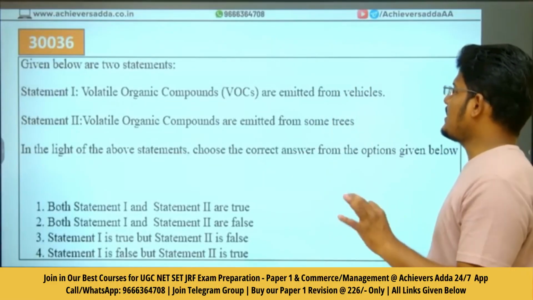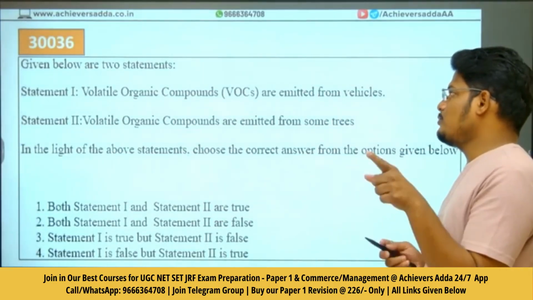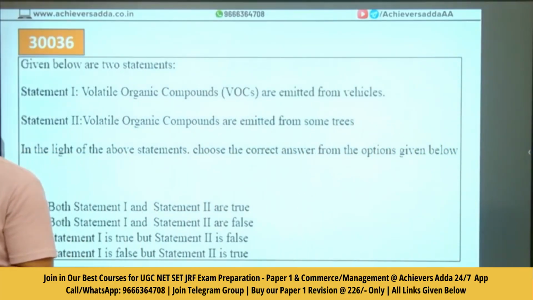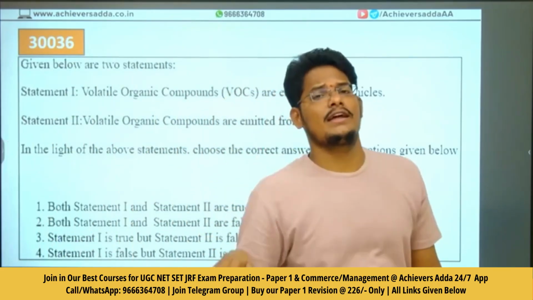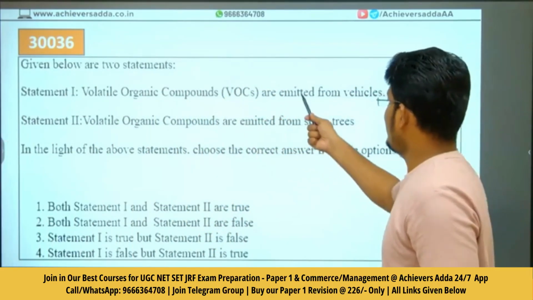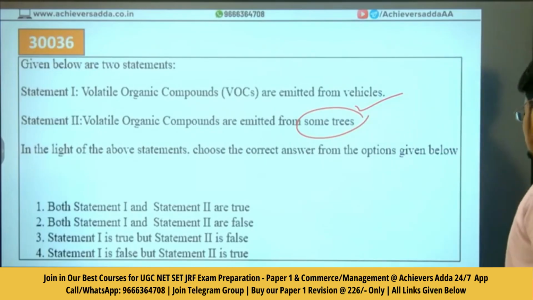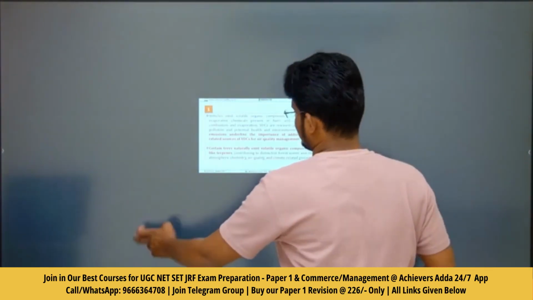Volatile organic compounds are emitted from vehicles. Volatile organic compounds are also emitted from some trees. VOCs: today's first question. Do you want me to do it on a topic-wise basis like this only for commerce, or a full question paper-wise basis, taking one full paper and completing that? Which one are you expecting? First question, if you remember: sources of volatile organic compounds, vehicular pollution. So emitted from vehicles is correct, and VOCs emitted from some trees is also correct. The answer is option number 1. Both are correct. Trees also release them.